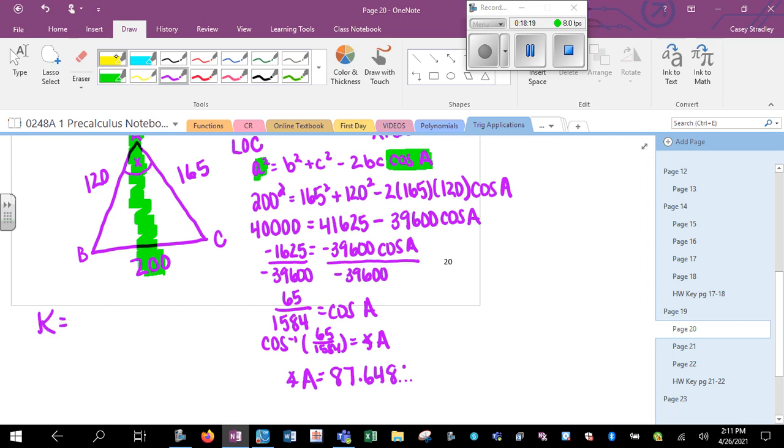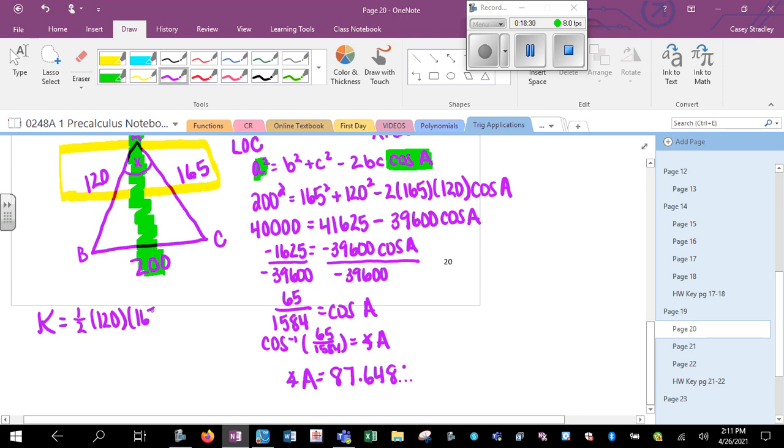Because now we have this piece up here, which has an included angle. So that's 1/2 side times side times the sine of that angle we just found. You can pause this or you can type it in yourself if I'm going too fast for you. That gives us an area of 9891 point, lots of decimals.